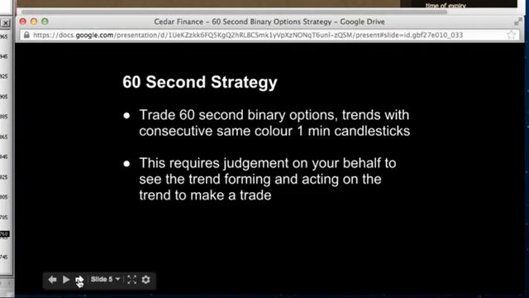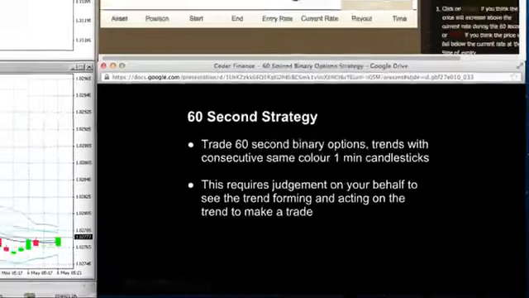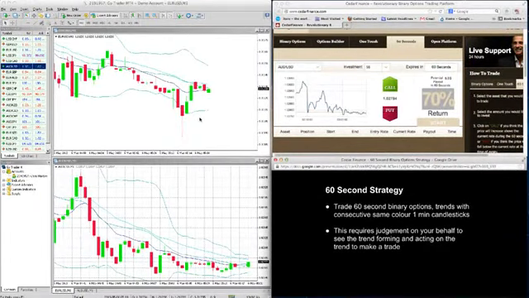So onto the strategy, the 60-second strategy. We're going to trade 60-second binary options. We're looking for trends with consecutive same color 1-minute candlesticks. In this particular one, we're looking for a trend when we see 3 same color candles.